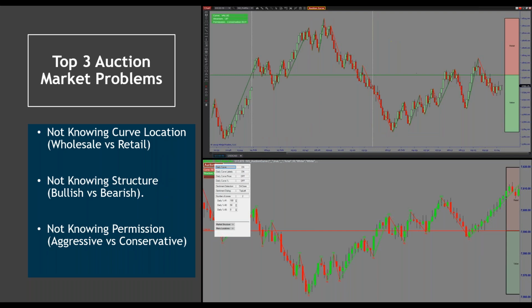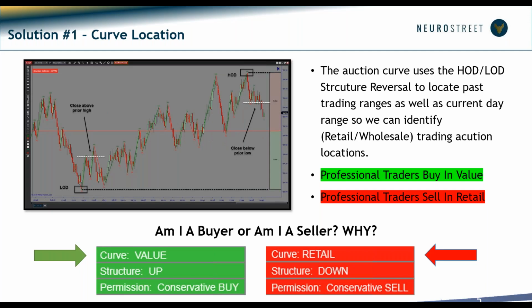So what I'm gonna do today is address these quickly and efficiently. The first thing I wanna talk a little bit about is curve location. We have a software application that uses auction theory, and it looks at structure reversals during the current day and prior days to tell you whether or not you should be a buyer or a seller. If you're somebody that is losing money right now, it's because you're either trading your strategy wrong or you're trading on the wrong side of the professionals, on the wrong side of the market, okay?